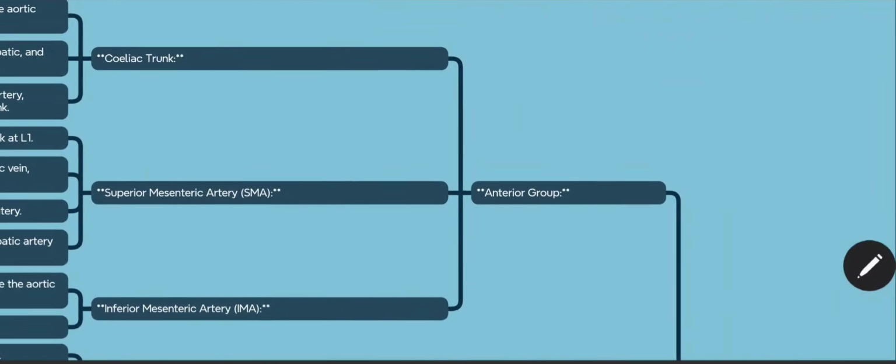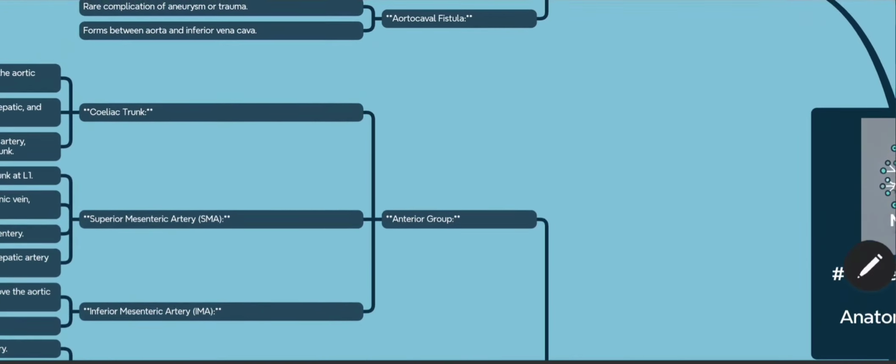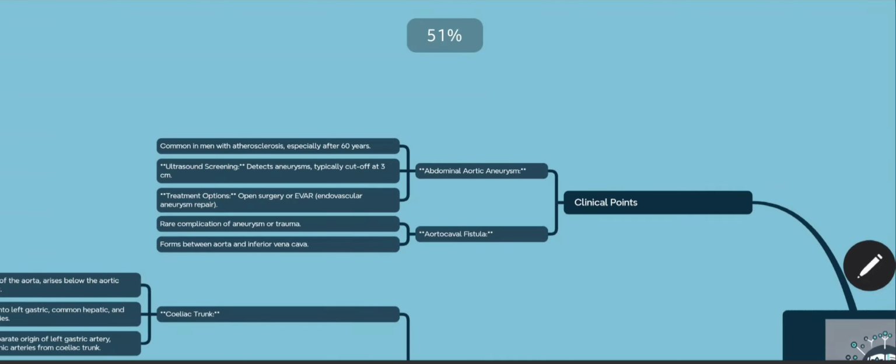Then, the next main topic that we have to discuss is the clinical points of this lesson. Abdominal aortic aneurysm is common with atherosclerosis, especially after 60 years. Ultrasound screening should be done to identify this. The cutoff is 3 cm. Treatment is surgery. A rare complication of aneurysm or trauma is aortocaval fistula. These aortocaval fistulas form between the aorta and the inferior vena cava.